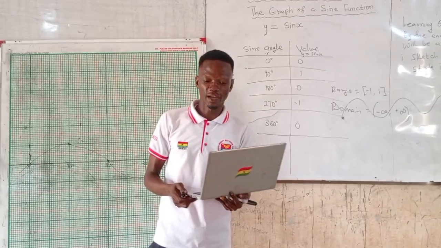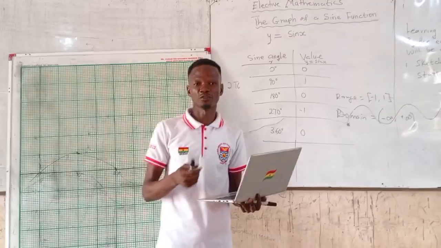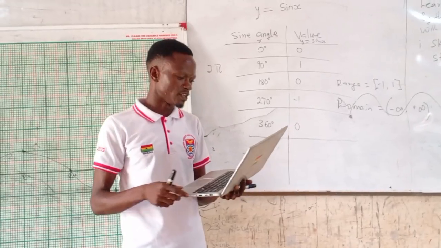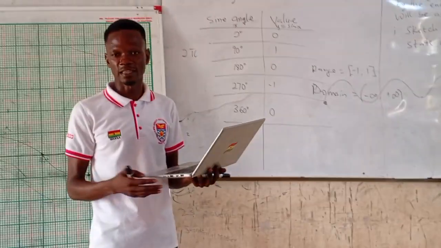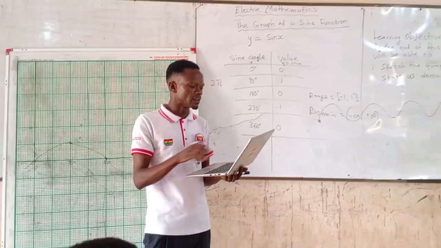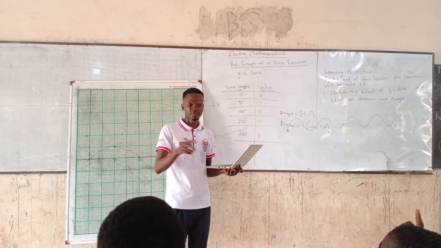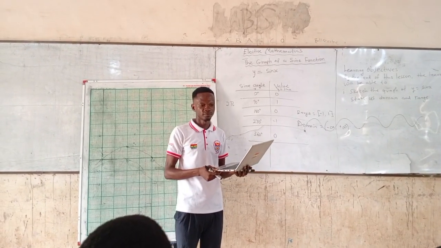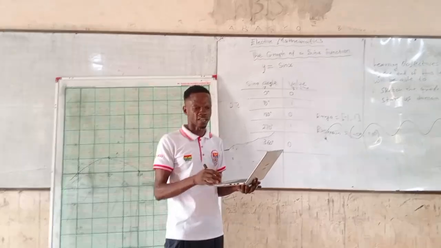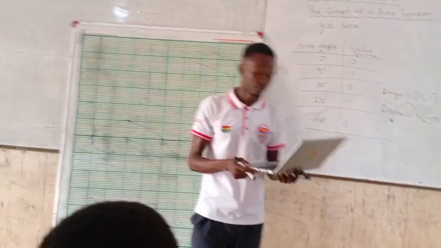Okay, so we have come to the end of our lesson, and I have a few questions here for us to practice. Listen attentively. If you answer the question correctly, I will give you an award. Okay, the sine of an angle in the right triangle is the ratio of the opposite side to the hypotenuse side. Excellent. I like that. Keep it up.